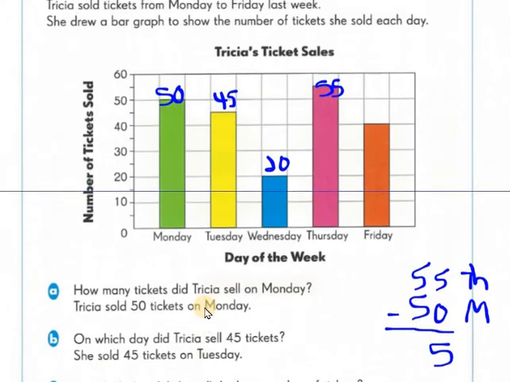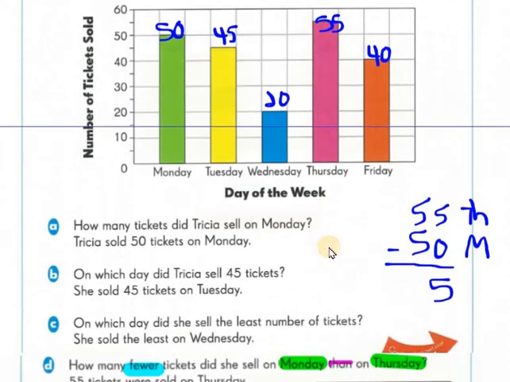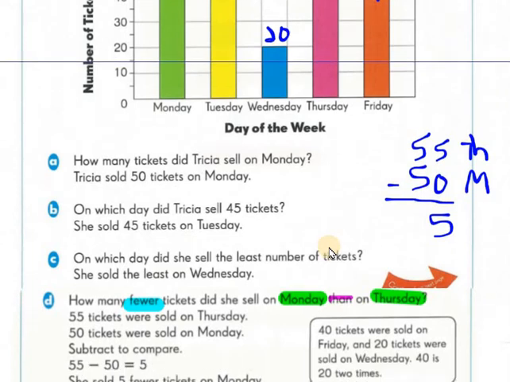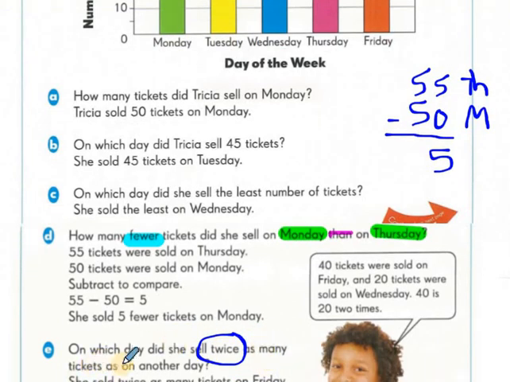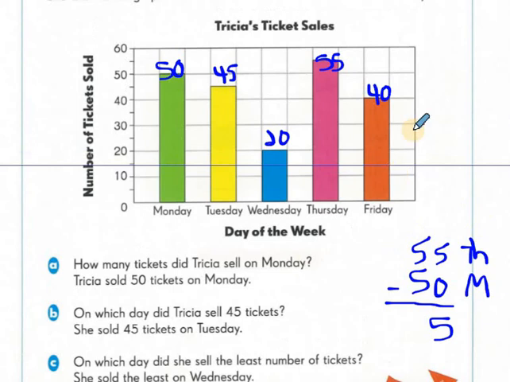Well, let me look. Okay, well, I have a day here where I didn't count it. So it's 10, 20, 30, 40, 40. This is a little confusing. Let me look at the question one more time. I'm going to come down here and see the question. On which day did she sell twice as many tickets as sold on another day? So any other day. I'm just comparing 40 to any other day.